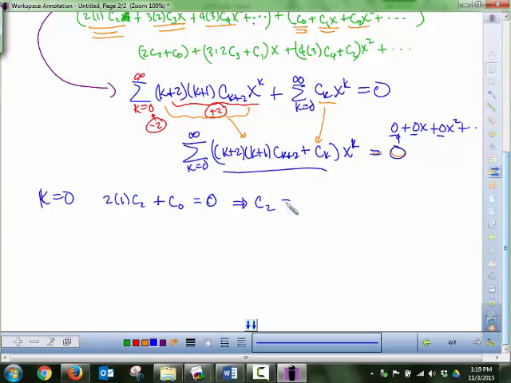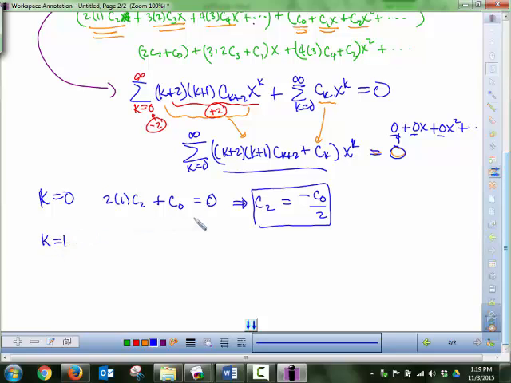So C2 is going to equal, I subtract C0 over to the other side, and now we divide by 2. So it looks like C2 is going to be negative C0 over 2. Is that cool? All right, let's box this. We're going to box a whole bunch of things.